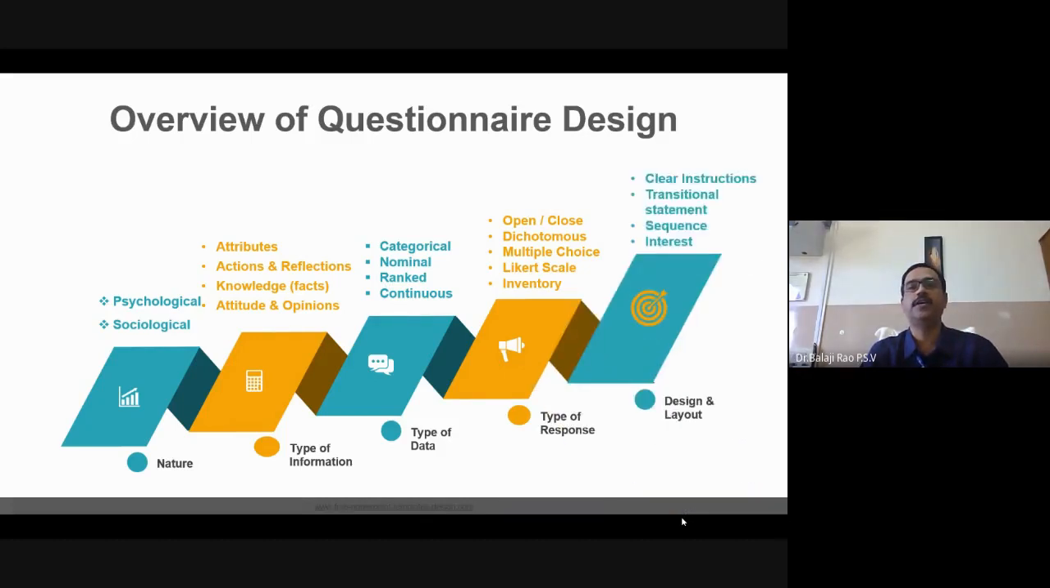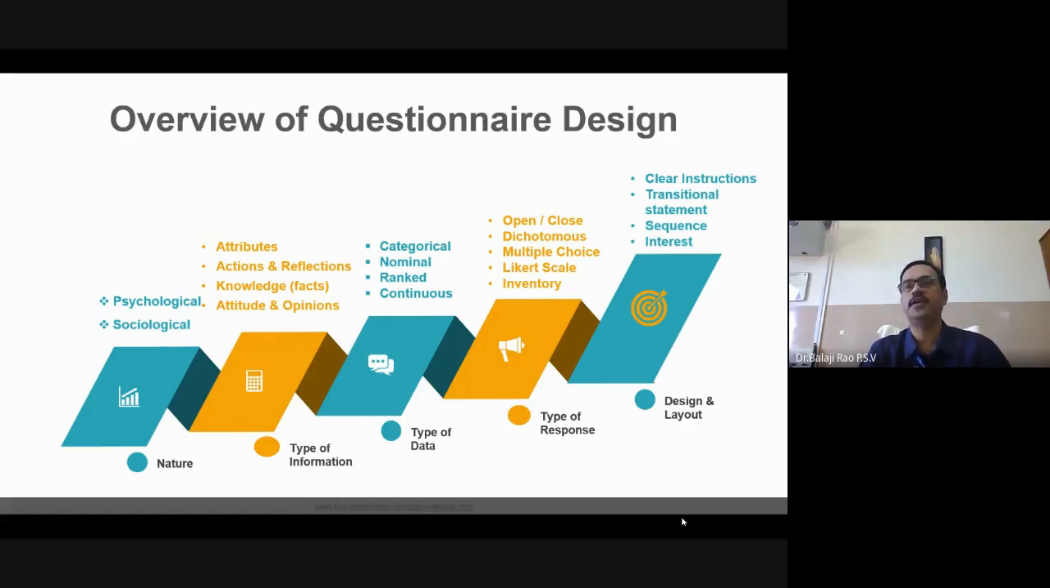And the other part is design and layout. Design and layout is about the ergonomics regarding usage of the questionnaire, or the way the respondent responds. That talks about the layout, whether it is in booklet form or a web-based form. What kind of layout is pleasing? Will it encourage the respondent and create enthusiasm in him to answer? All these things are included in the questionnaire design.